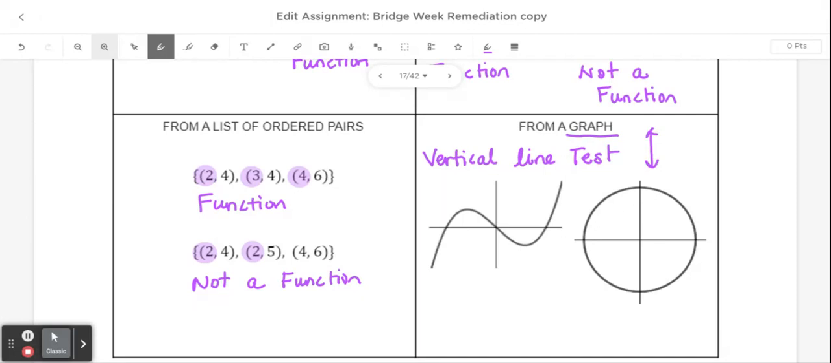So let's use our imagination. If you draw a vertical line on this first graph, no matter where you draw it, each line will only touch the graph once. So this would be a function. However, in the next graph, if you were to draw a vertical line, that line would touch the graph in two spots. So we would say that this is not a function.